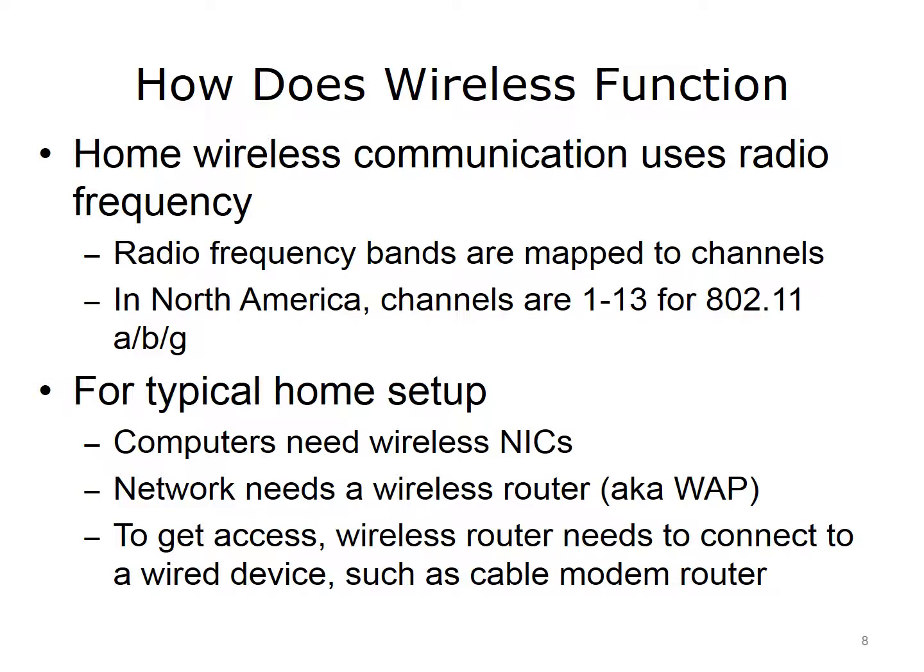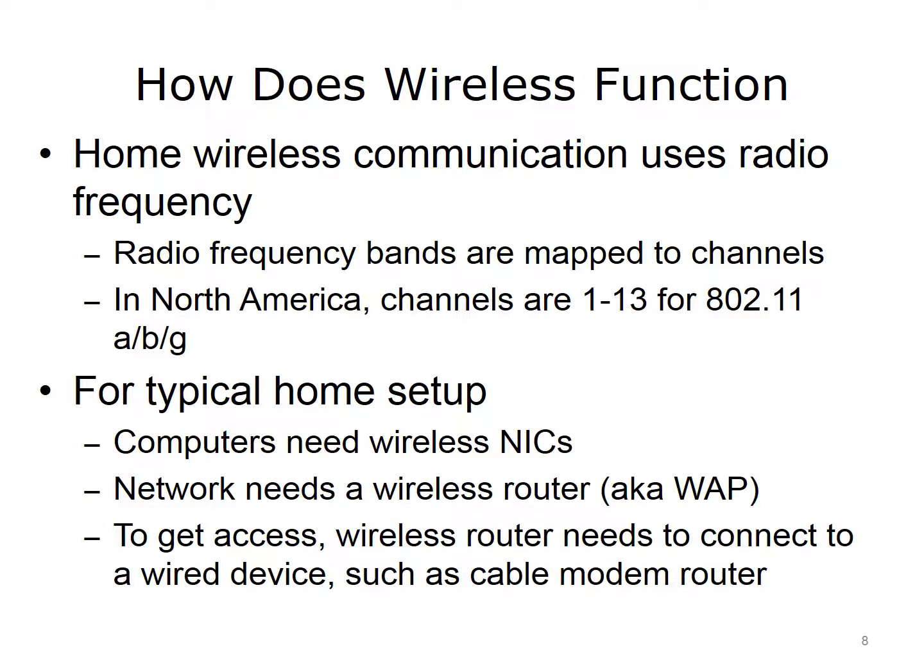Home wireless communication uses radio frequency. Wireless equipment uses different channels for communication, each channel representing a specific frequency band. Radio frequency bands map to specific wireless channel numbers. In North America, channels are 1 through 13 for the technologies that are governed by the IEEE 802.11a, B, and G standards.